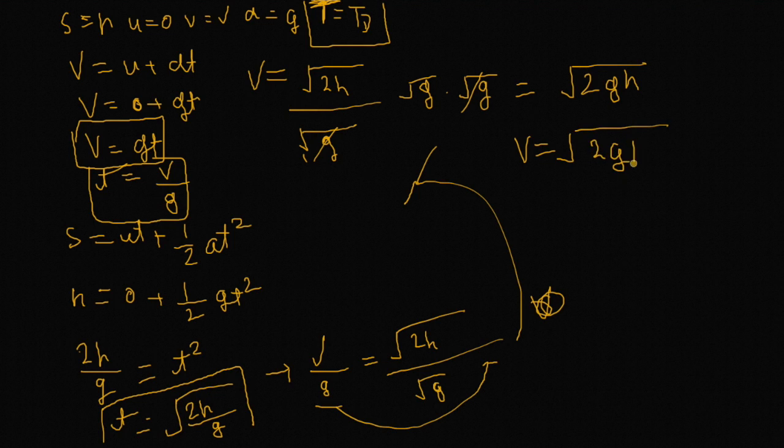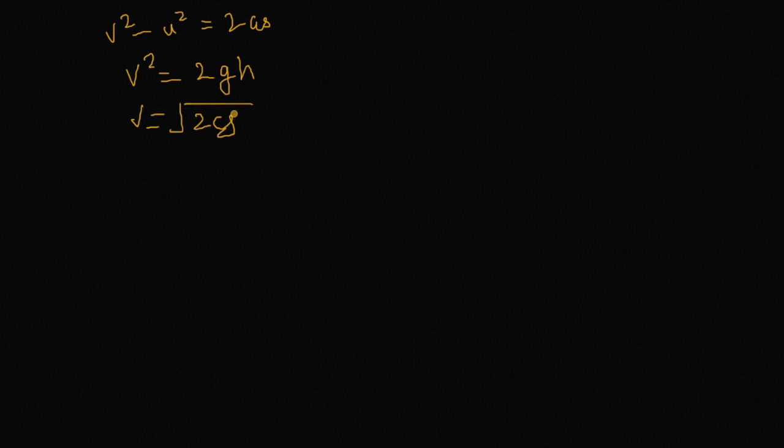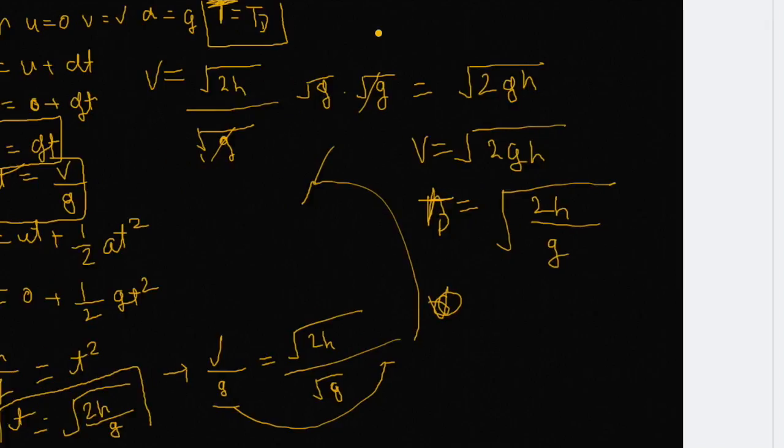So we get two important formulas from here: t is equal to root 2h by g, the time of descent, and v is equal to root 2gh. You're going to realize when we substitute the values in the third formula, v square minus u square is equal to 2as, we're going to get something very similar to what we got before. So v square is equal to 2gh. So we just got the exact same thing from equation 2 and from equation 3.